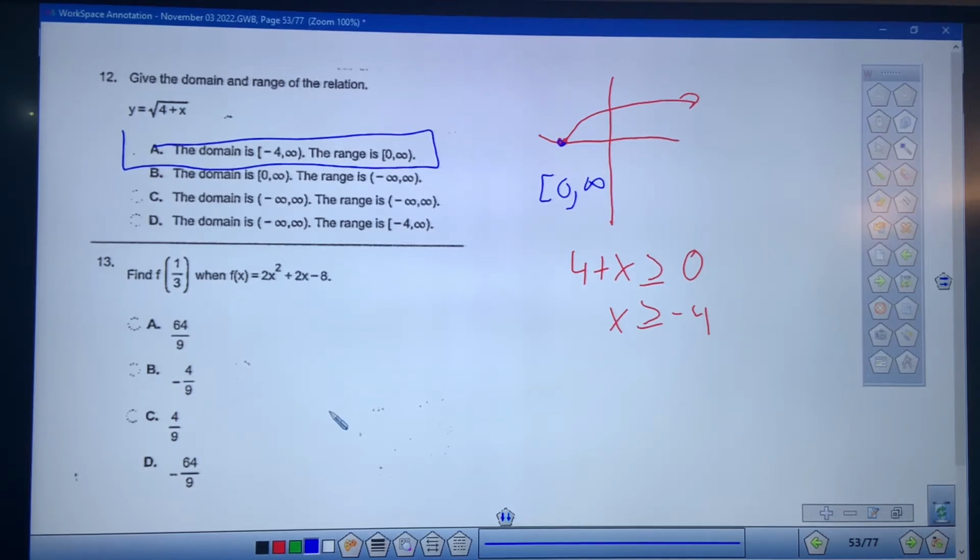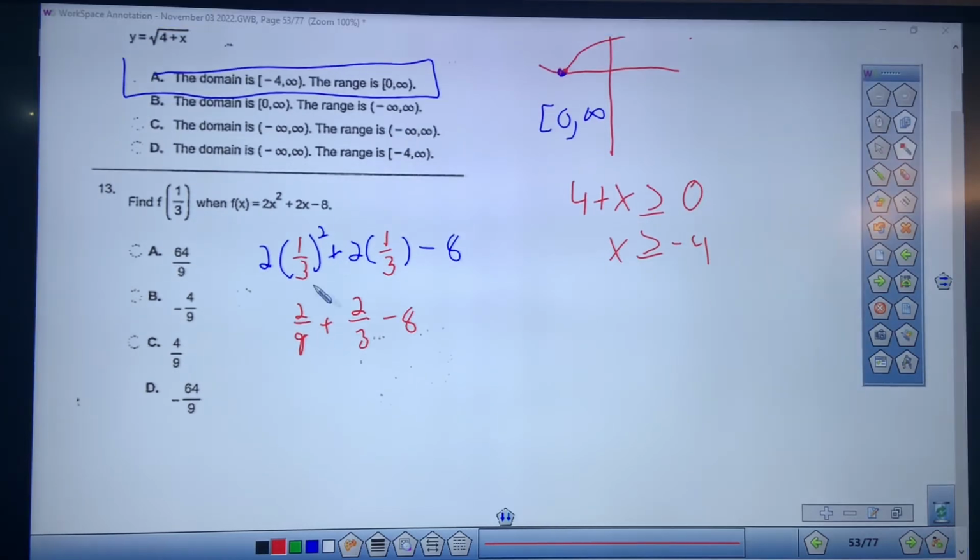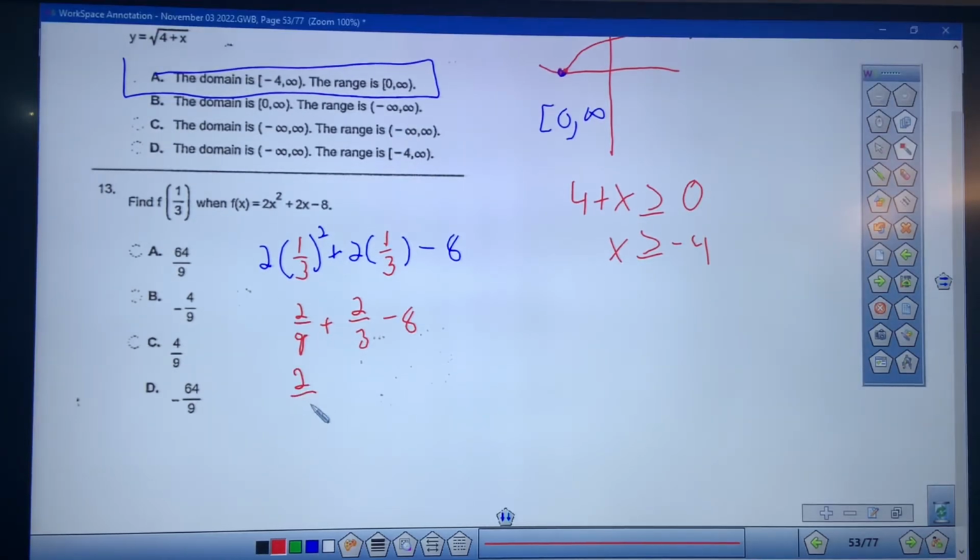Without a calculator for number 13, you want to plug it in. So 2 times 1/3 squared plus 2 times 1/3 minus 8. 1/3 squared is 1/9, times 2. That would be 2/9 plus 2/3 minus 8. So I'm going to have to get a common denominator for all this. So 2/9, then I'd multiply this bottom by 3 and this top by 3, plus 6/9.